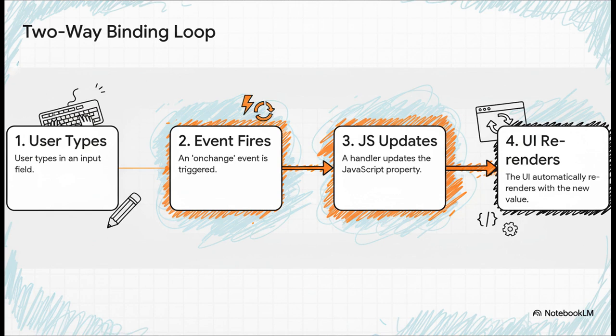A user types something, that fires off an onChange event, that event calls a little JavaScript function, we call it a handler, and its only job is to grab the new value and update our property. The instant that property changes, the whole reactive system sees it and says, aha, time to update the screen. It's a clean, super predictable, and really powerful cycle.